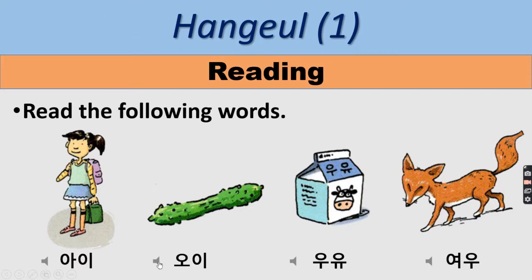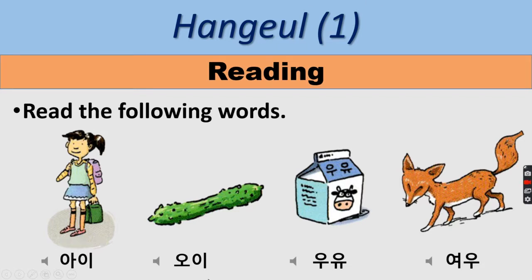Next, let's have here 오이, oi. Okay. Oi means cucumber. This is a cucumber, pepino, okay? Next, we have 우유, uyu. Uyu is milk, gatas, okay? 여우. Yau means fox.